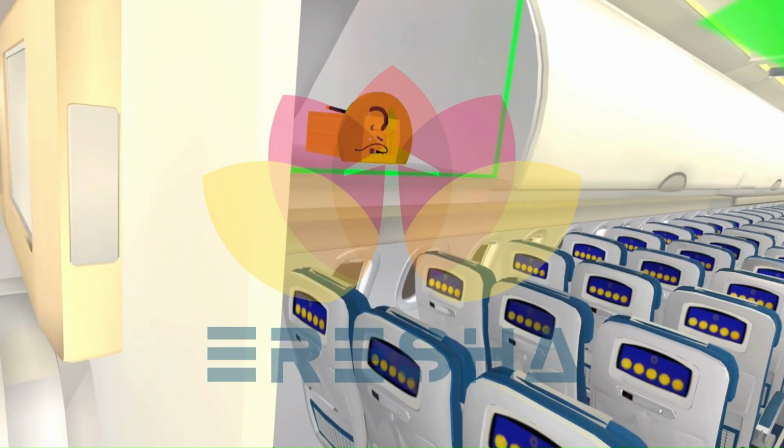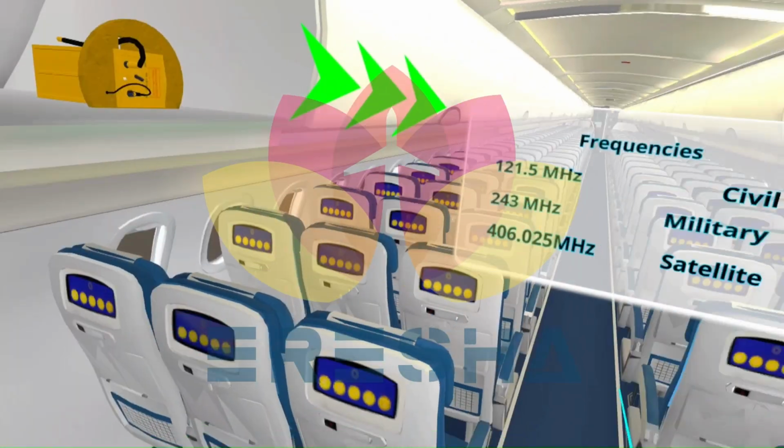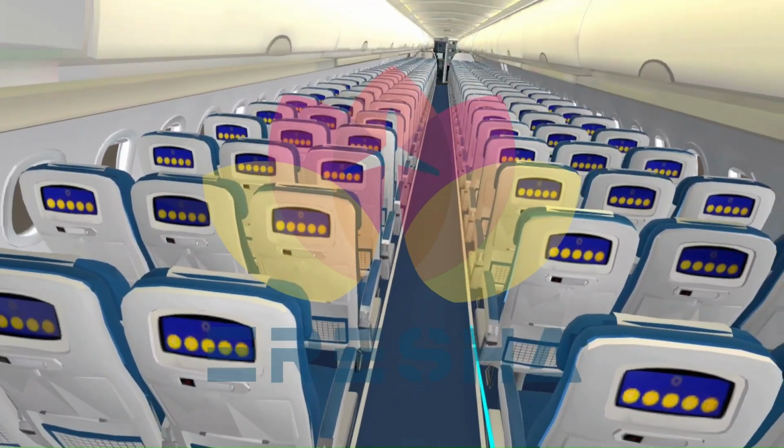This is the Portable Emergency Locator Transmitter. In case of a crash, ELT assists in the search and rescue operations by broadcasting signals in 3 frequencies.